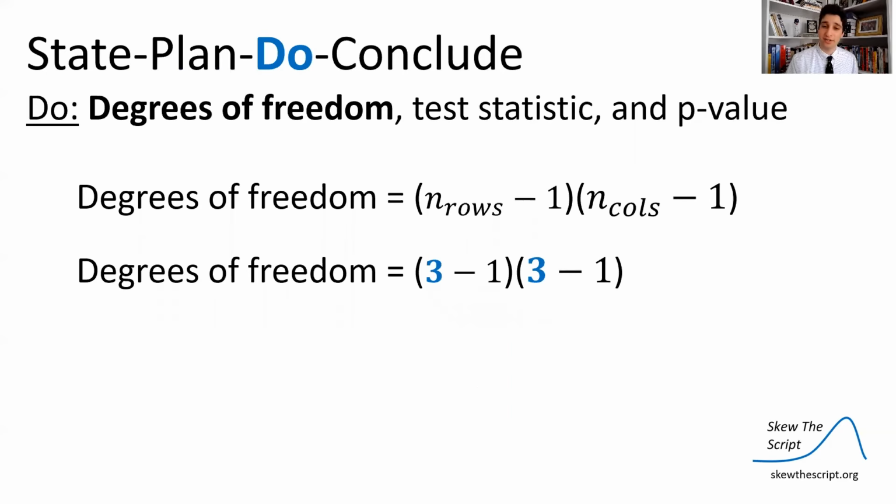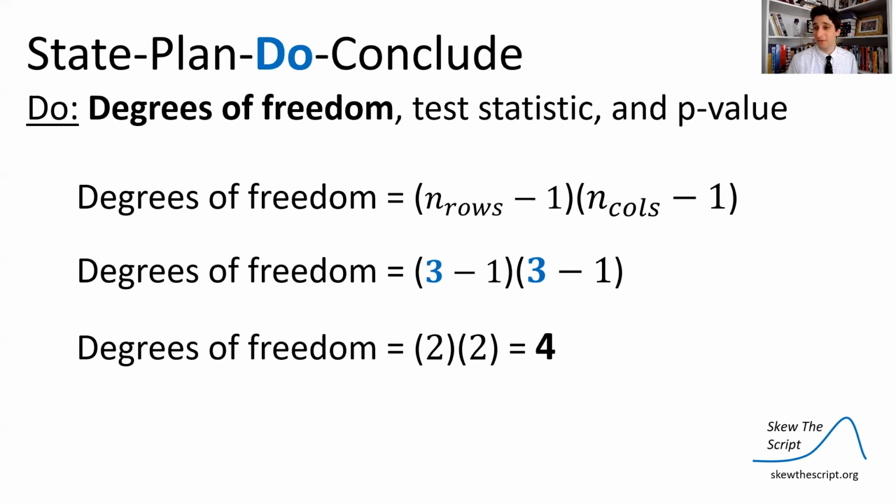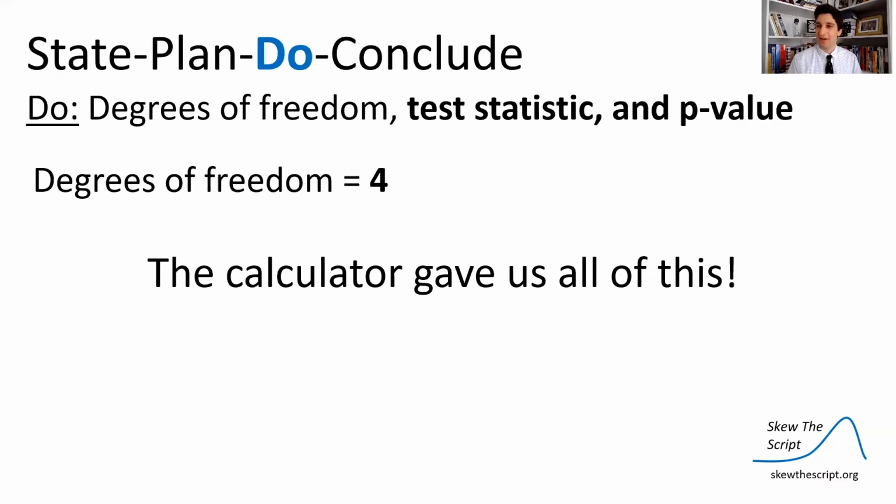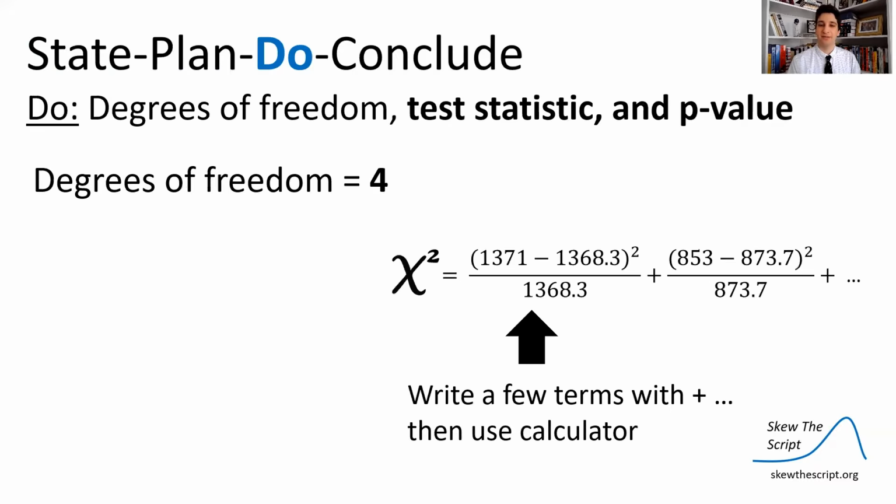I'm going to plug in 3 for each, subtract before multiplying because they're in parentheses, and then we get 2 times 2, which is 4. So we have 4 degrees of freedom. And the calculator gave us all the rest for the test statistic and the p-value.